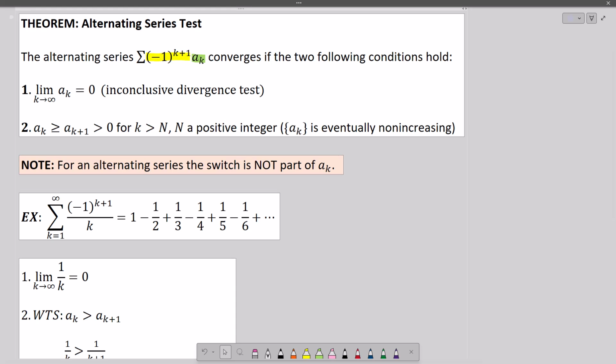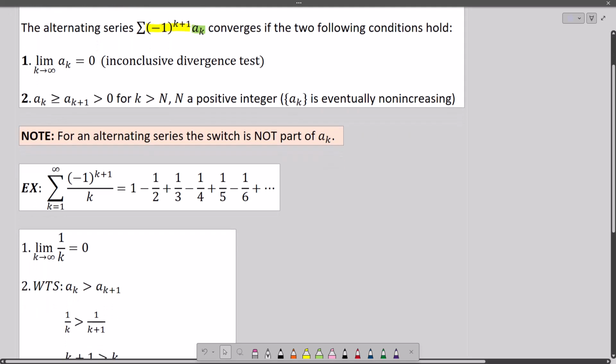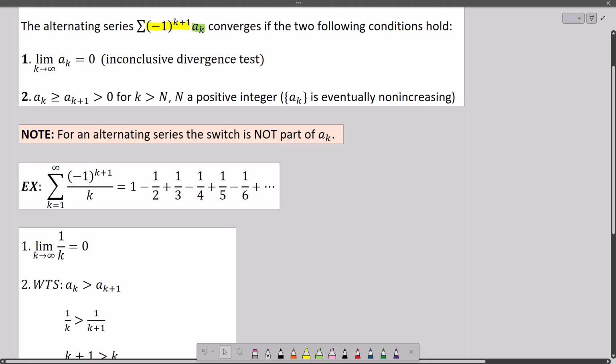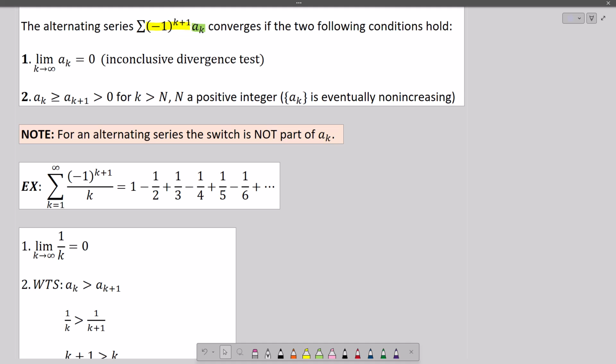We're going to take the limit of a sub k, so ignore the minuses. If that's 0, i.e. inconclusive divergence test, then we go to step 2. If that limit's not 0, diverge instantly. And for the next step, all we need to show is that the terms are getting smaller.